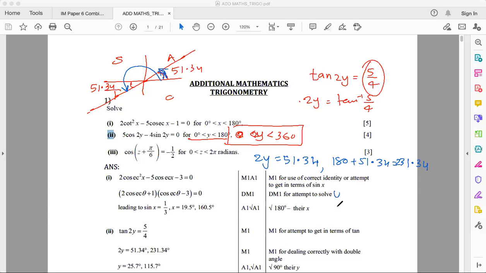Now you divide these values by 2 to get the exact value of y. So 51.34 divided by 2, and 231.34 divided by 2. The answers are 25.7 and 115.7. These two values fall well within 0 to 180. These kinds of questions are generally asked in the additional math exam, as well as math standard and higher level.